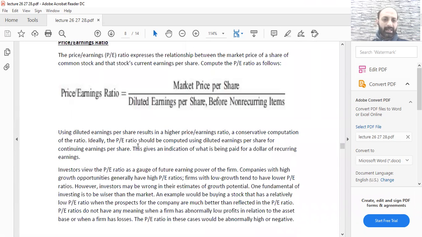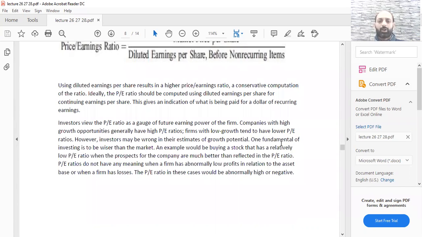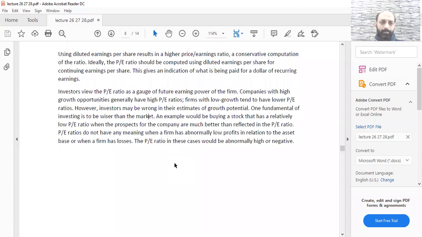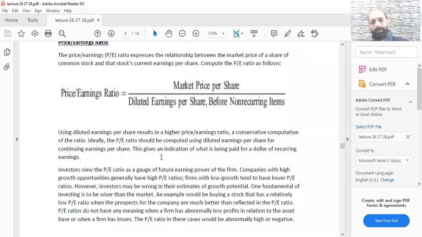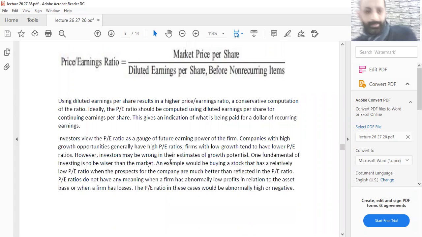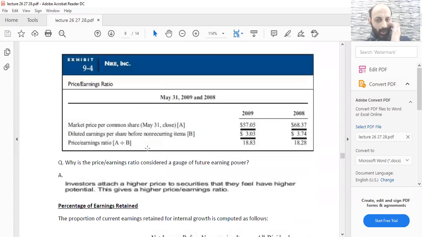Using diluted earnings per share results in a higher price earnings ratio, which is a conservative computation of the ratio। Ideally, PE should be computed using diluted earnings per share for continuing earnings. This gives an indication of what is being paid for a dollar of recurring आपका जो है earnings। अच्छा ना, how do you calculate it?